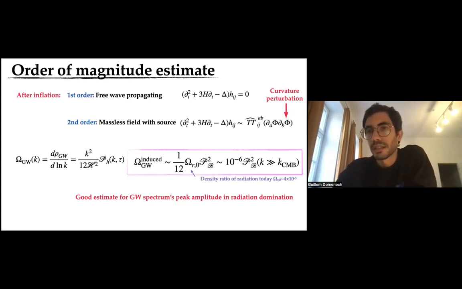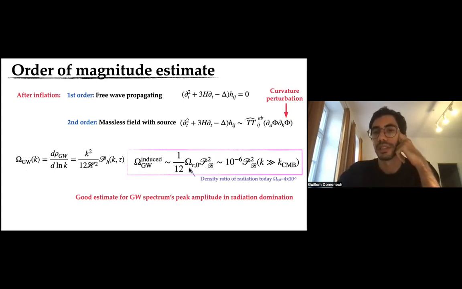Here I wrote the curvature perturbation, but it could be density fluctuations or velocity fluctuations. Any scalar contribution will source these induced gravitational waves at second order. And just by knowing that, the tensor mode h_ij has to be proportional to the square of the scalar fluctuations. So this is the spectral density, the power spectrum of induced tensor modes. It has to be proportional to the square of this curvature perturbation.